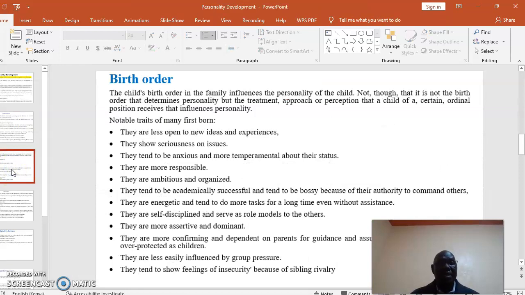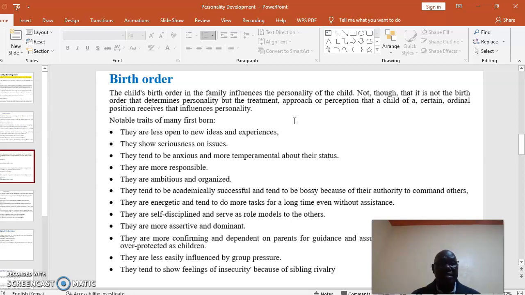Looking at the family, I want us to look at the birth order. The child's birth order in the family influences the personality of the child. Know, though, that it is not the birth order that determines personality, but the treatment, the approach, or the perception that a child is given in the family that influences their personality. Notably, I want us to look at the characteristics or the traits that are exhibited by the first child.